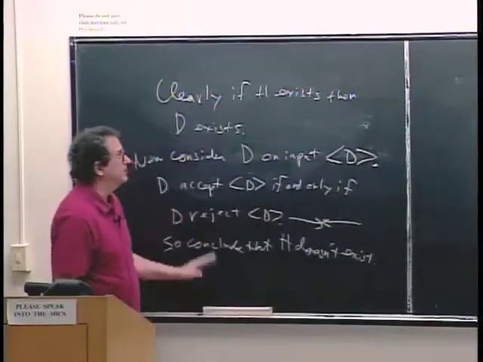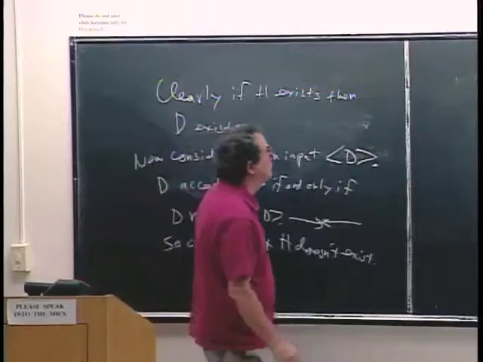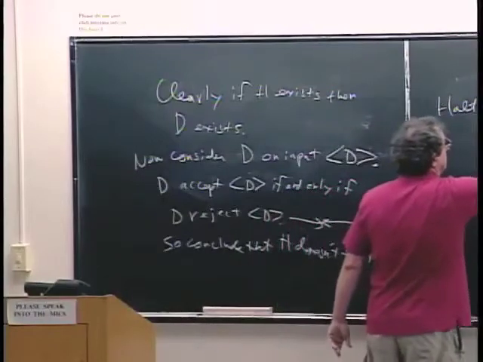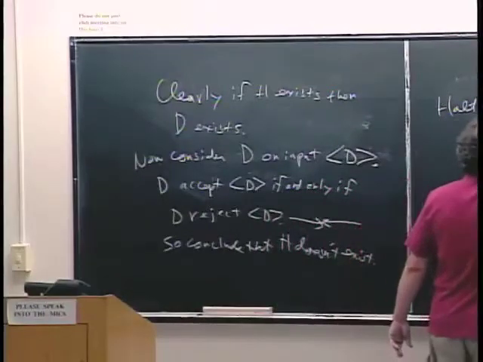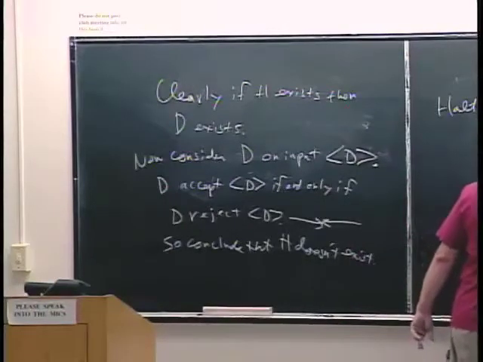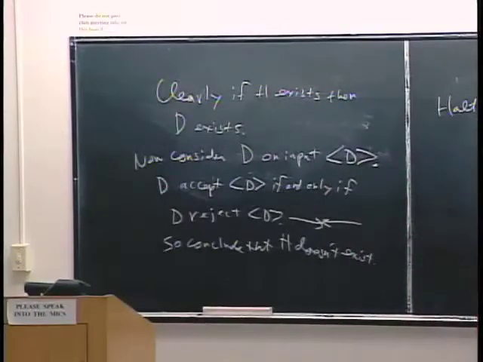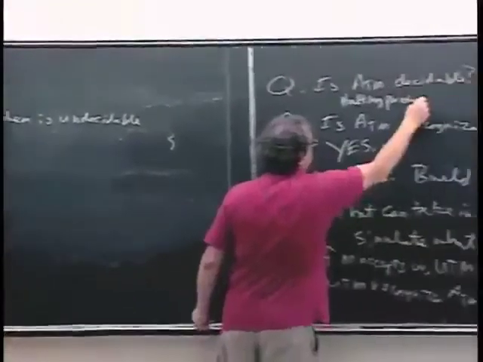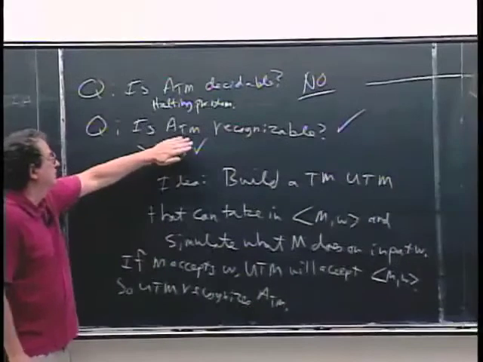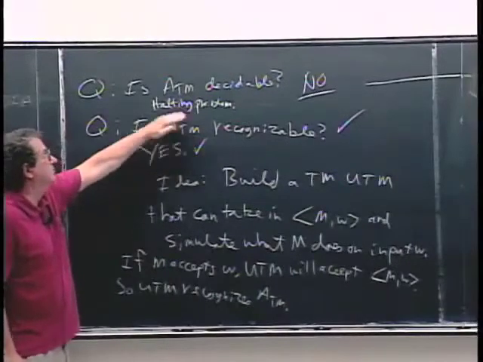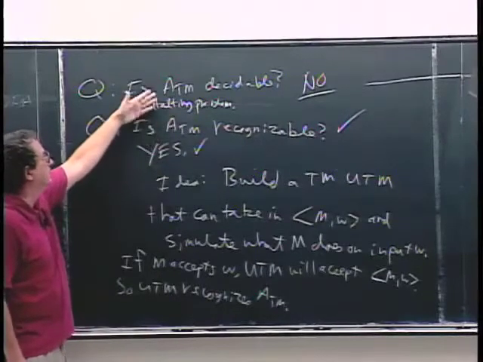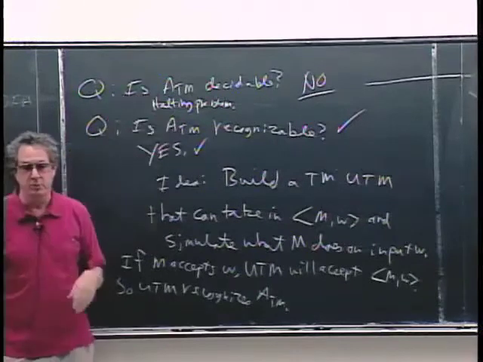Okay? And this is the famous theorem that the Halting problem is undecidable. That's what this is called. The problem of whether ATM is decidable is also called the Halting problem. Because the crux of the difference between whether ATM is recognizable or ATM is decidable is whether or not there's a Turing machine that can decide whether a specific Turing machine on a specific input will actually halt.